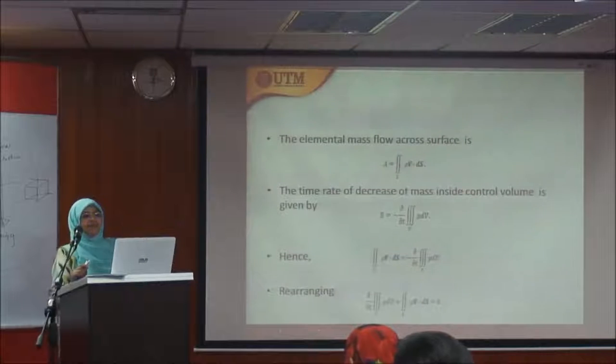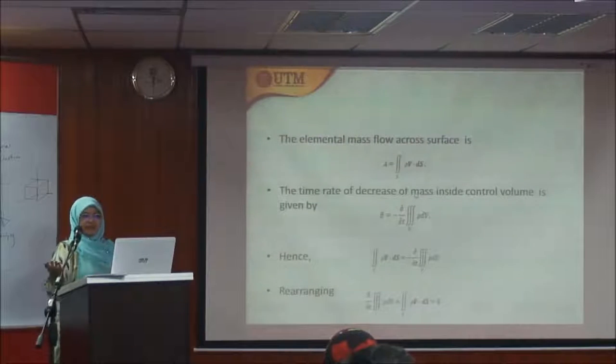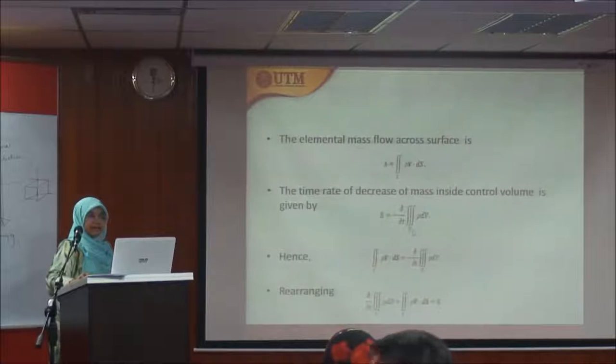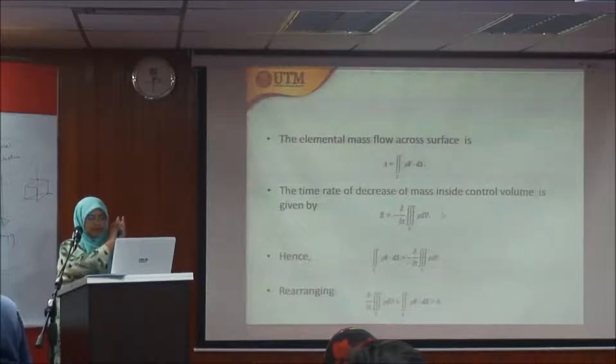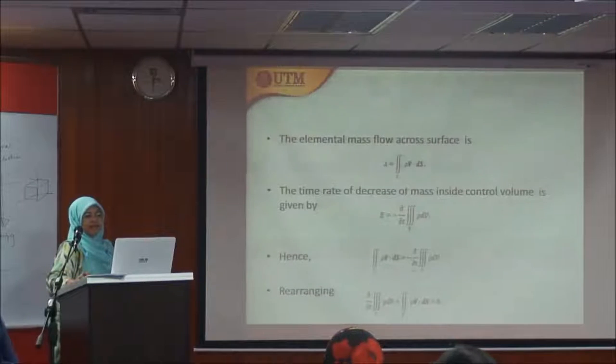So what is the time rate of decrease of mass? Time rate of decrease must have the minus, and the time rate, d/dt, of the mass. This is very easy, very physical. Mass is density integrated over the whole volume, because by definition density is mass over volume, so times volume we get the mass over the whole volume. So we have the integral of rho V dot dS equals minus d/dt of the integral of rho dV.